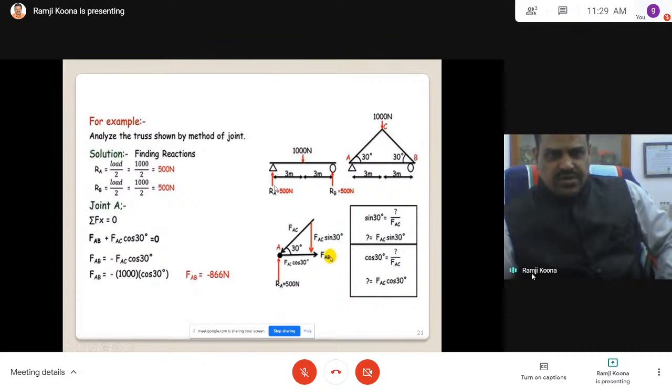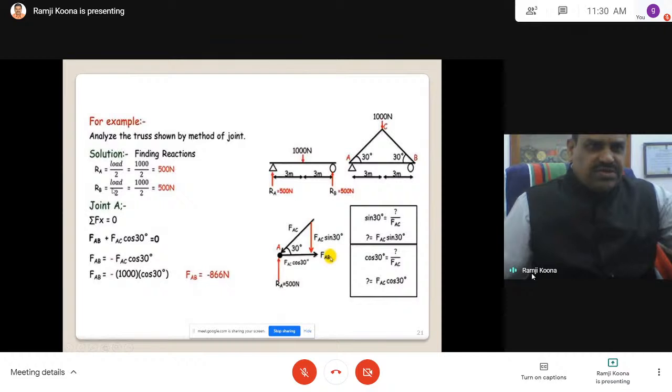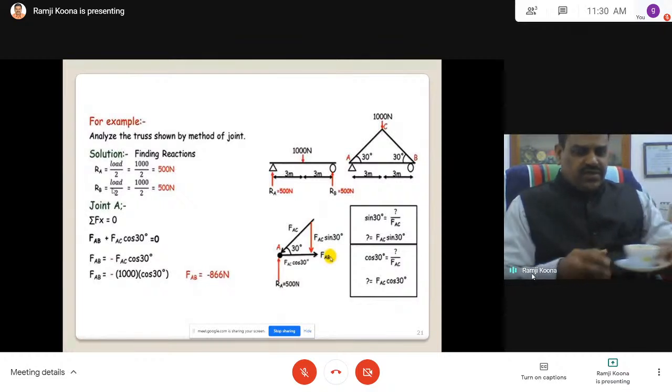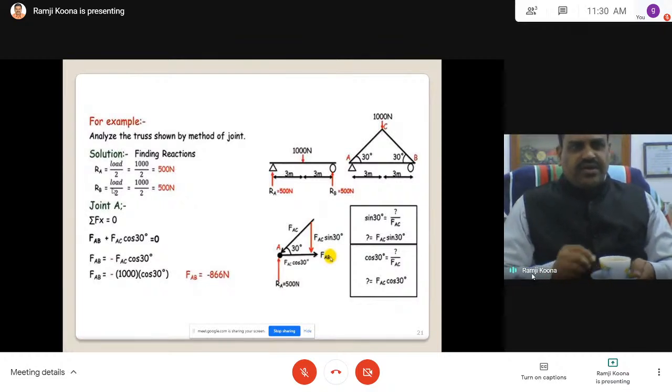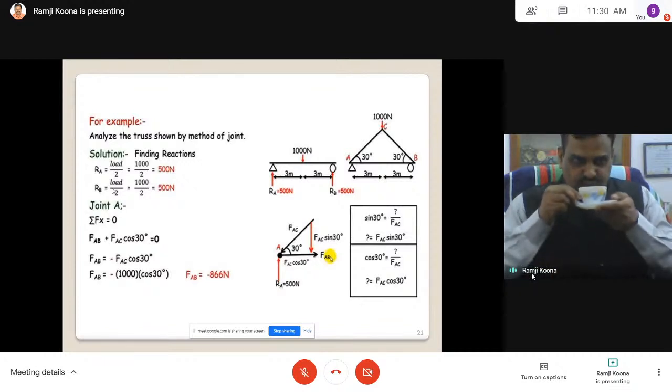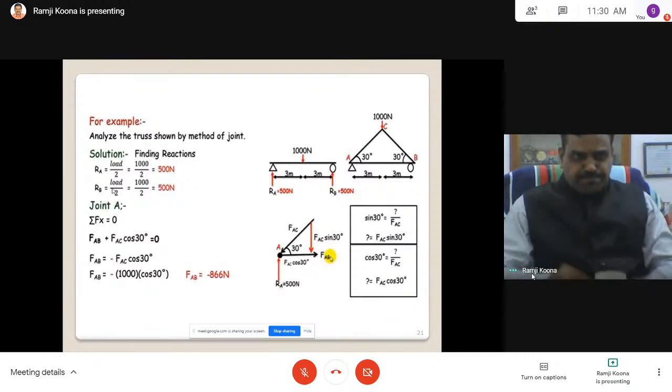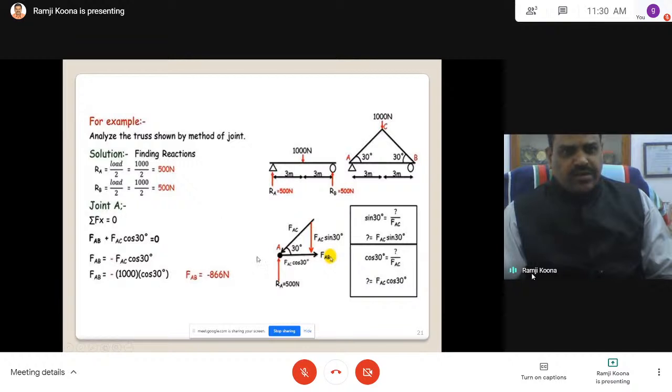Only the vertical load of 1000. You find the reactions RA and RB by using simple principles. It is a symmetric load, so the load should be shared equally. That is why RA and RB are 500 and 500. Now I am applying the method of joints. Let us consider this joint.